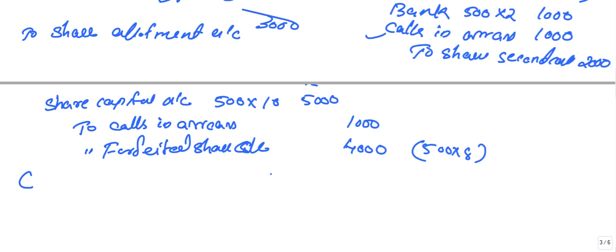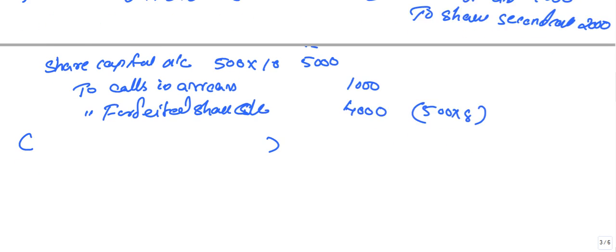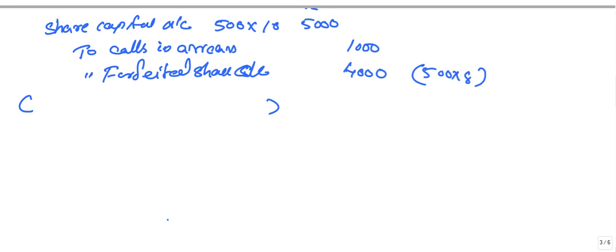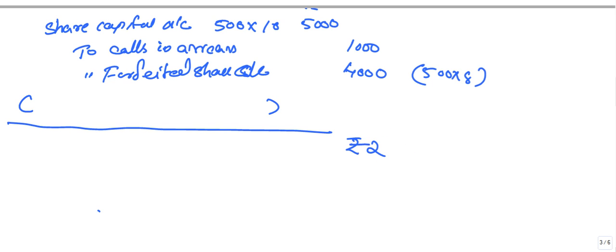Okay, good. Then I am reissuing these shares. I am reissuing these shares for 8 rupees. I am giving a 2 rupees discount because they are forfeited shares only. So I am giving rupees 2 as discount.